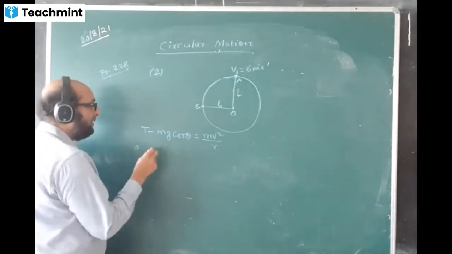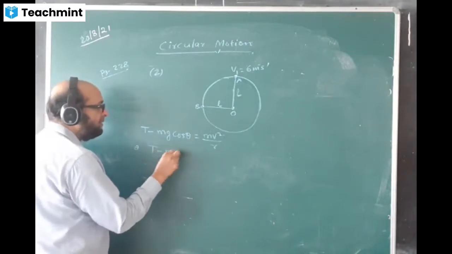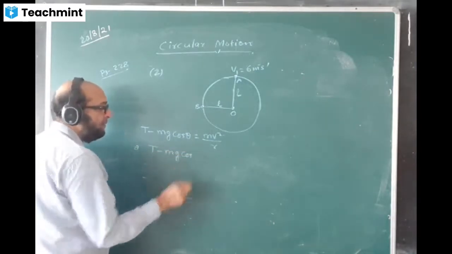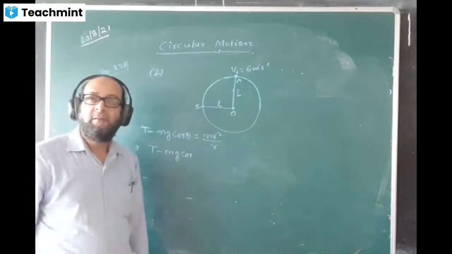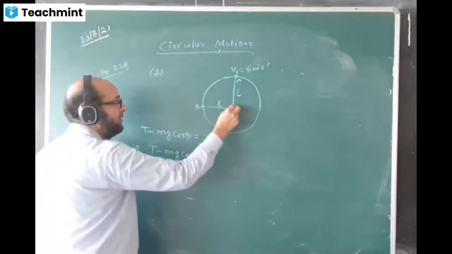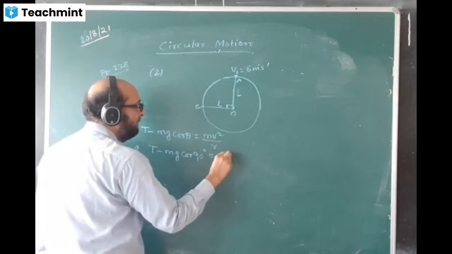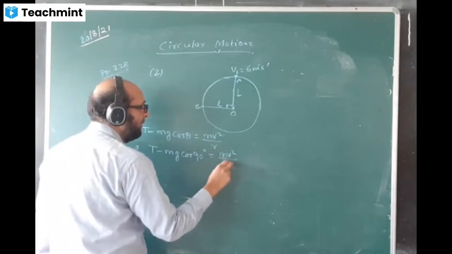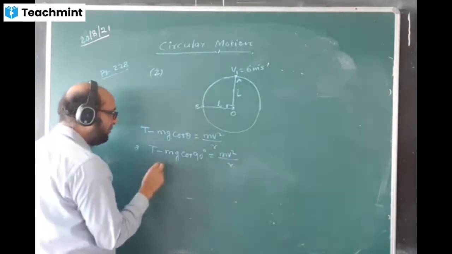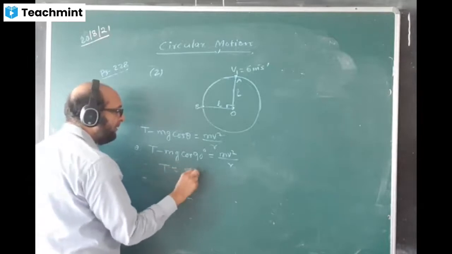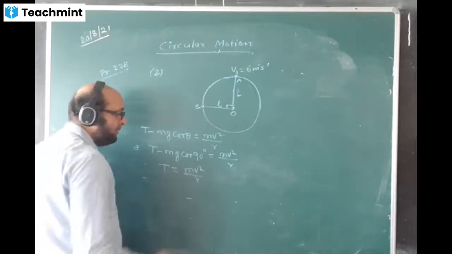How much is the value of angle here? It's 90 degrees. Here you can see, this is 90 degree. Cos 90 degree. I write here mv squared by r. Cos 90 is 0, then the answer will become T is equal to mv squared by r.